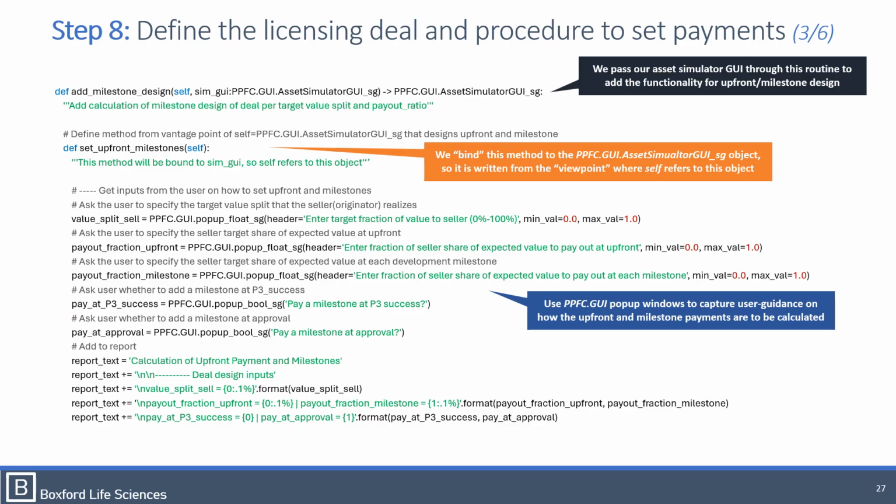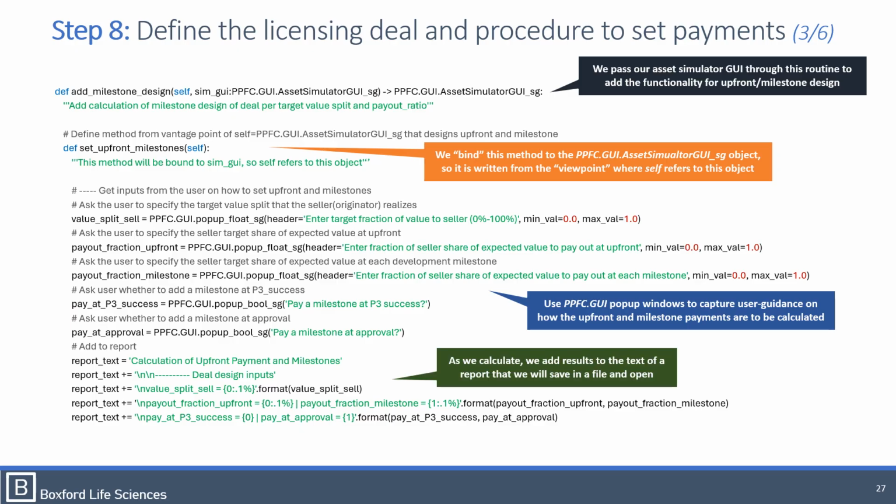Then next, we ask the user whether they want to have a milestone added at phase 3 success and one at approval. And then we create some report text that we're going to end up saving and displaying to the user in a text file that's going to explain what it's doing as it does these calculations. So it's going to initially just say, all right, here's what you input when you run the model.